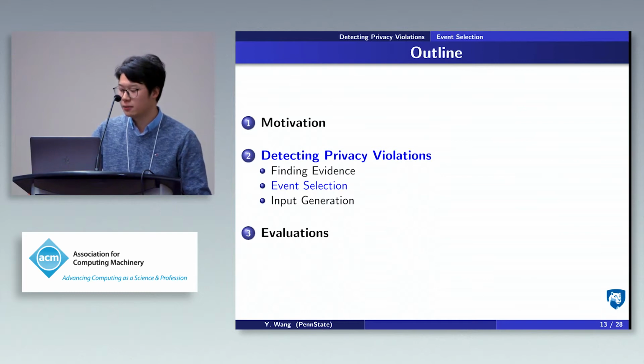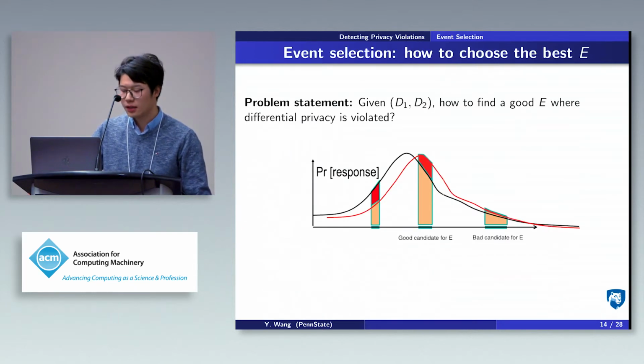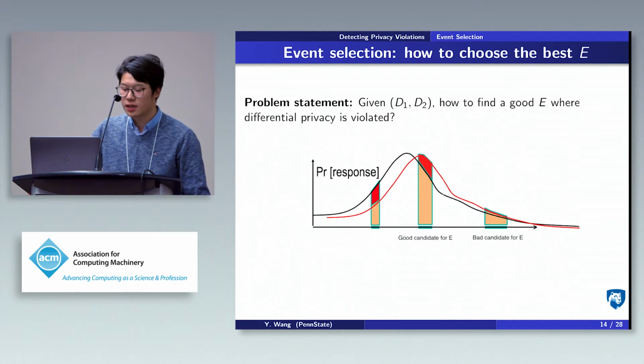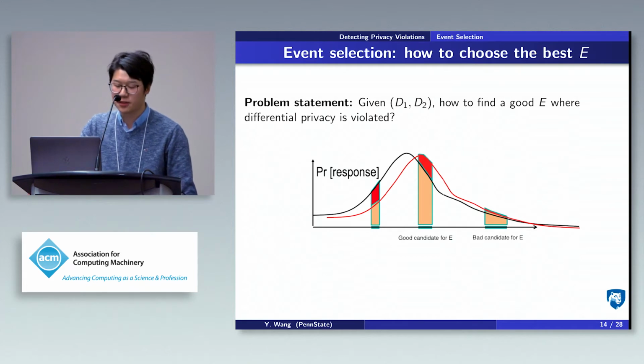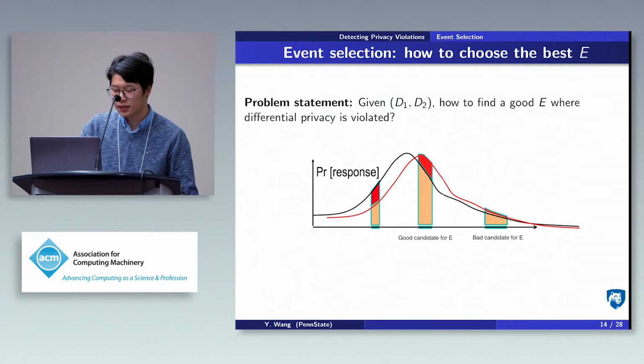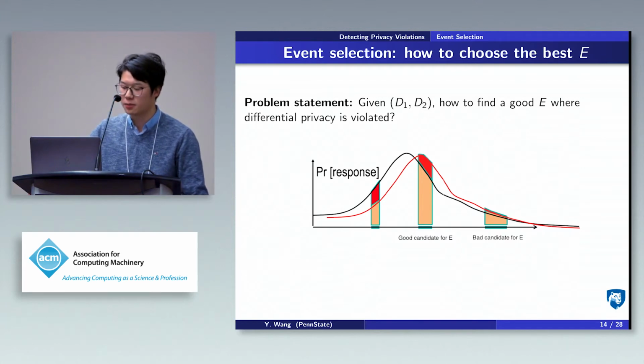I'll move on to the next component of our tool, event selection. In the hypothesis test, we assume we have already found a counterexample, which is a tuple of adjacent databases D1, D2, and event E. The next question is, given an adjacent database pair D1 and D2, how can we find a good event E where differential privacy is indeed violated? From the graph, we can see the better E could be in the middle bar since the probability under two databases are more differentiated.